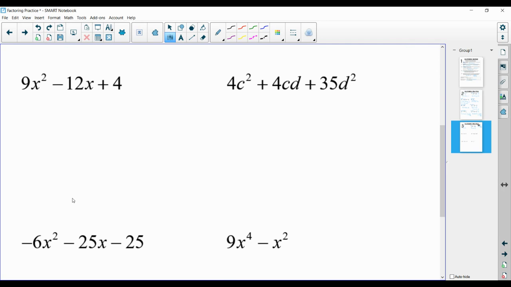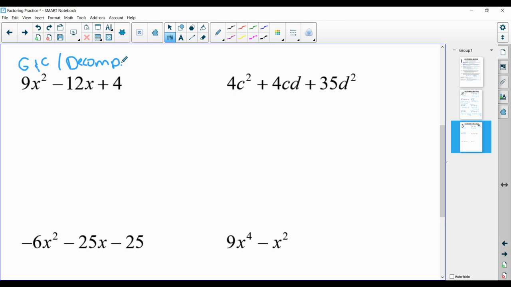Looking in the next two here, I've got 9x squared minus 12x plus 4. So I can do this using guess and check, or I can do decomposition. I've already done a couple of guess and check questions, so I'm going to solve this one using decomposition.